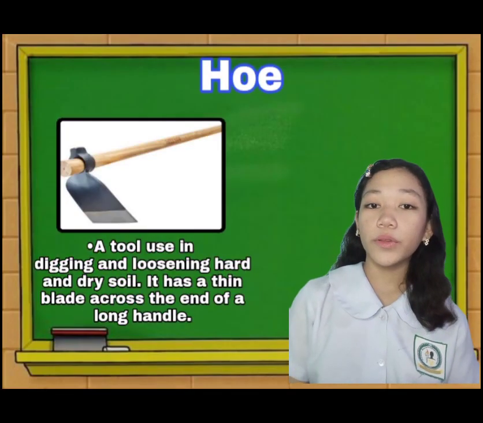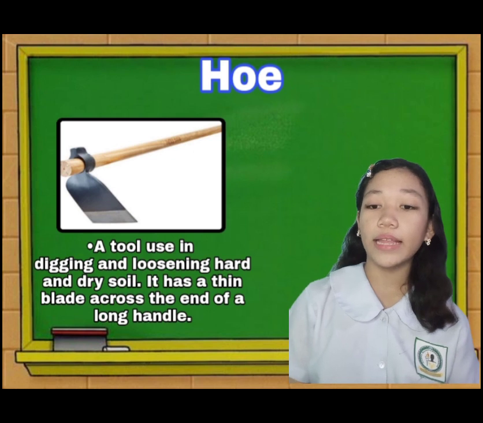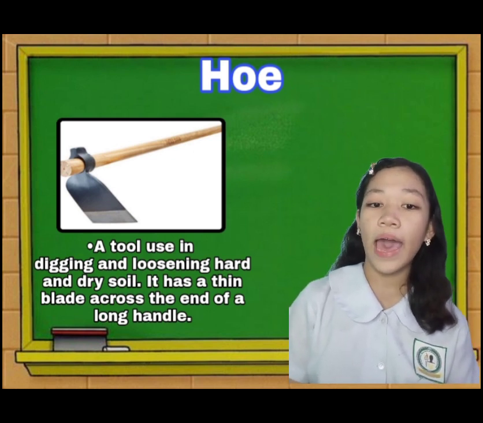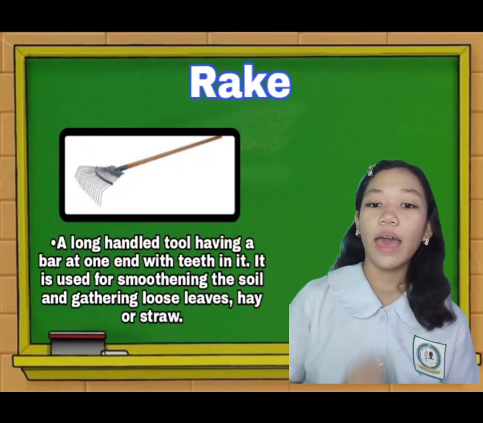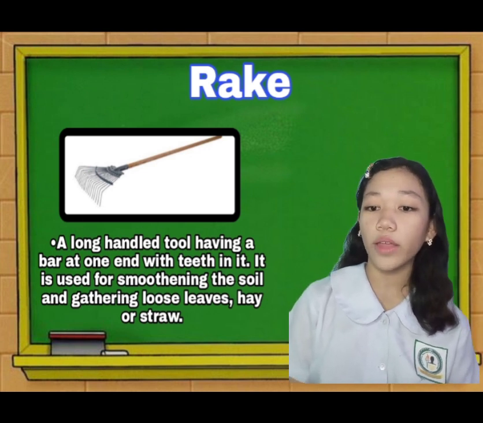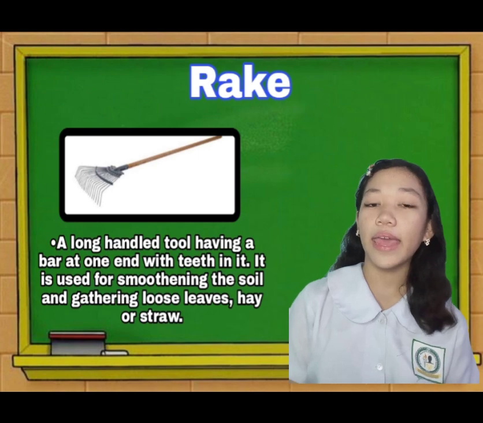Hoe, a tool used in digging and loosening hard and dry soil. It has a thin blade across the end of a long handle. Rake, a long-handled tool having a bar at one end with teeth in it. It is used for smoothing the soil and gathering loose leaves, hay, or straw.